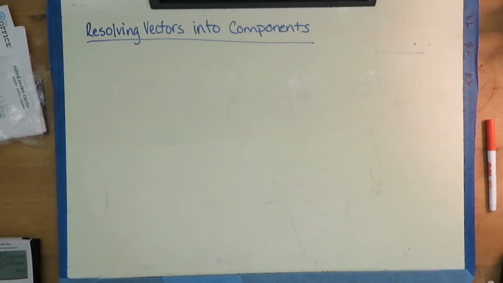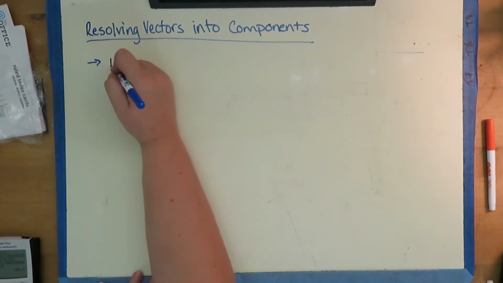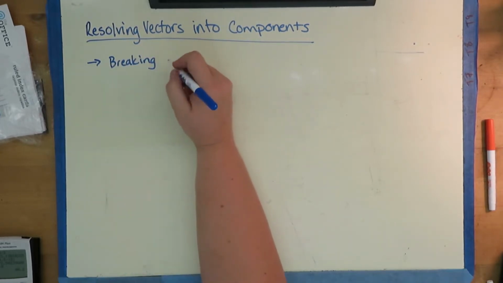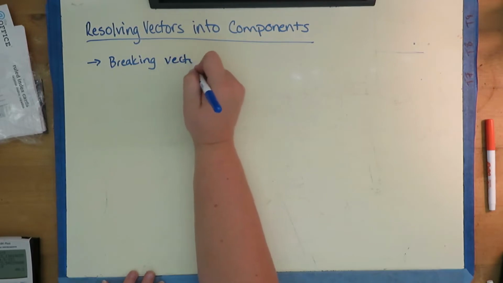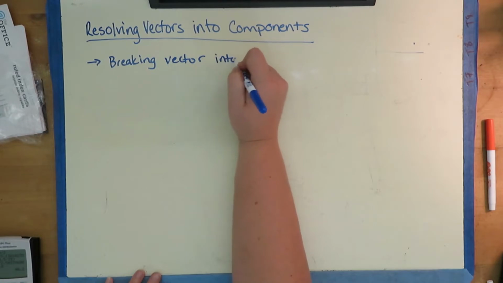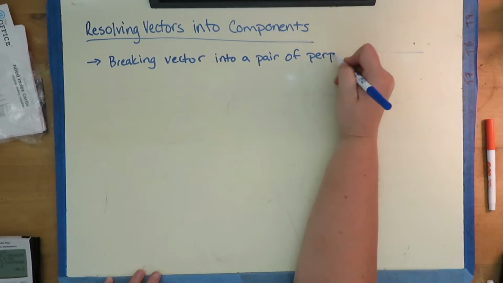Right, so today we're going to talk about resolving vectors into components. You also did this graphically on the summer assignment, but we didn't do it with as much math. So we're going to throw in how we solve these problems. Remember that resolving a vector means breaking it into its components, and those components have to be perpendicular to each other. So breaking a vector into a pair of perpendicular components.